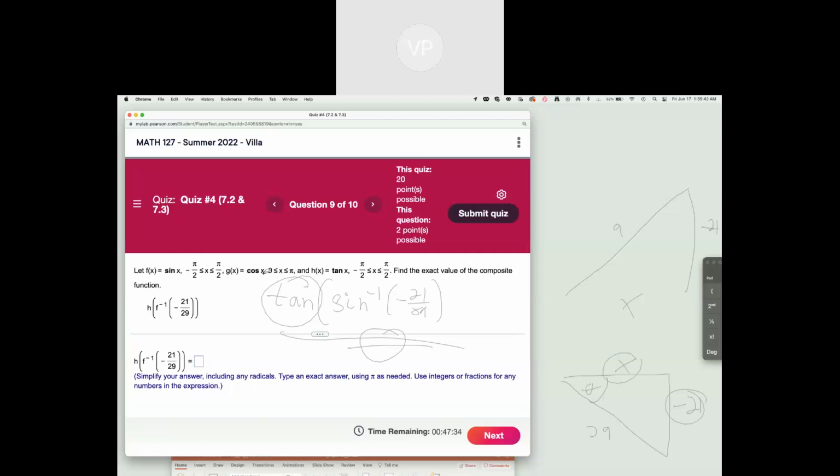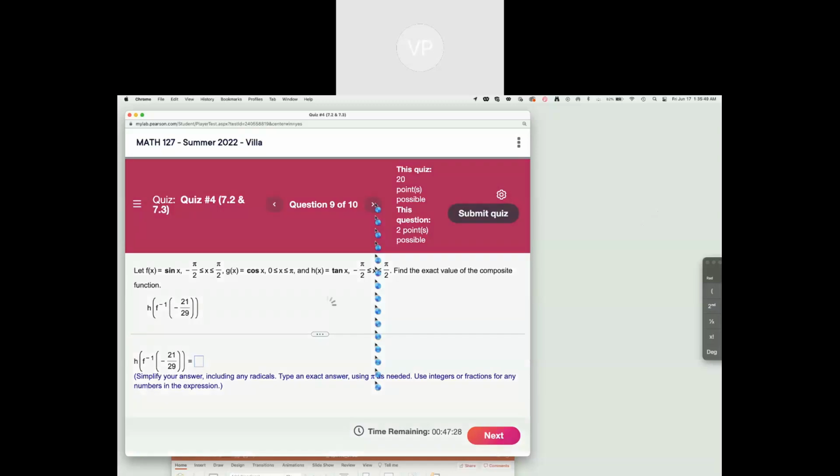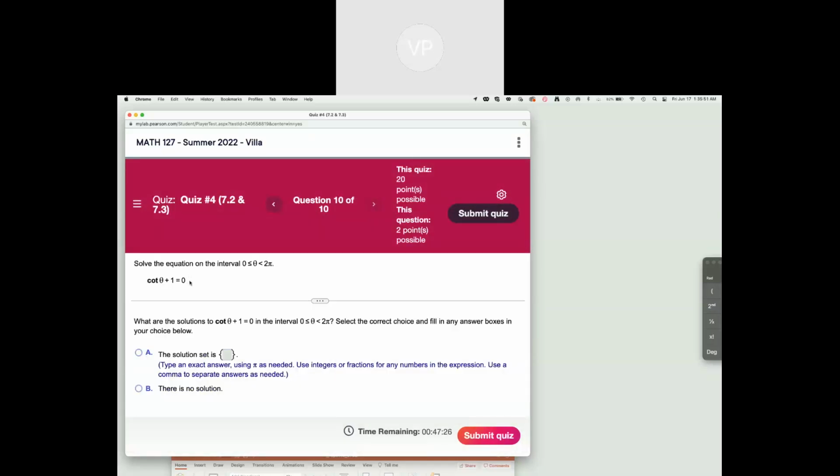So it looks really complicated, but when you see that, just replace f with sine, replace g if there was one with cosine, and replace h with tangent. There was just nothing for g right there. So it looks worse than it really is. And the last one, just like one we did today.